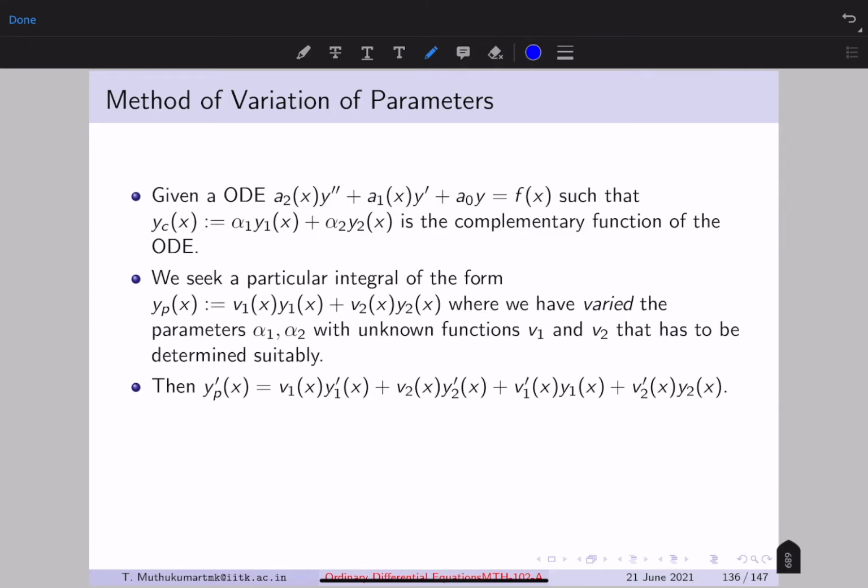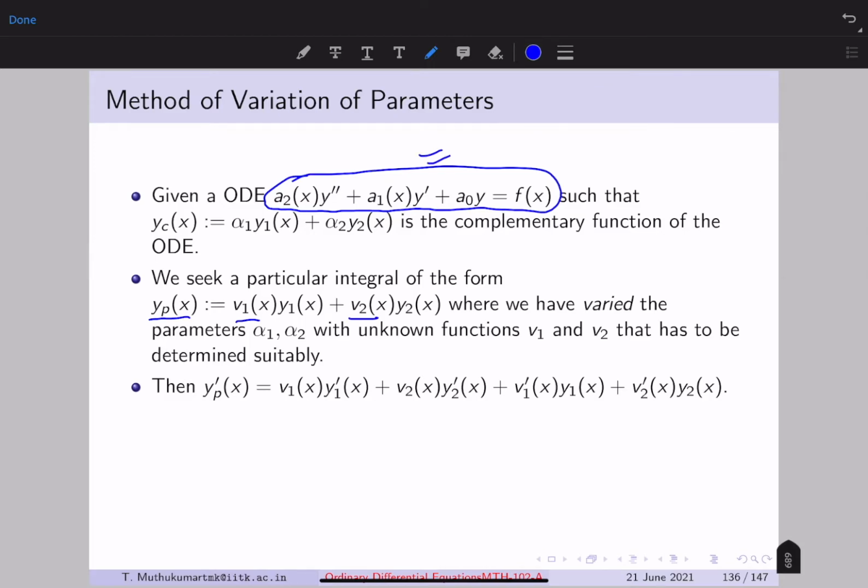Okay, so when we say we want a particular solution, what is it that we want? We want this yp to be a solution to this second order ODE, right? That's what particular integral means. So if we substitute yp in this ODE, it should be satisfied. That is how we should choose v1 and v2. So v1 and v2 have to be chosen such that yp is a solution to this ODE.